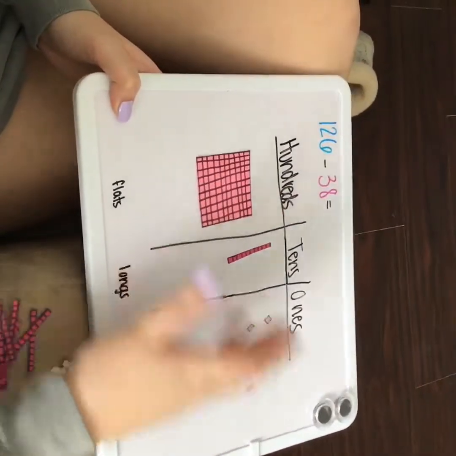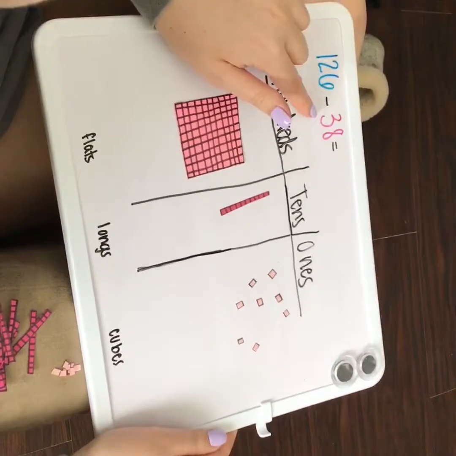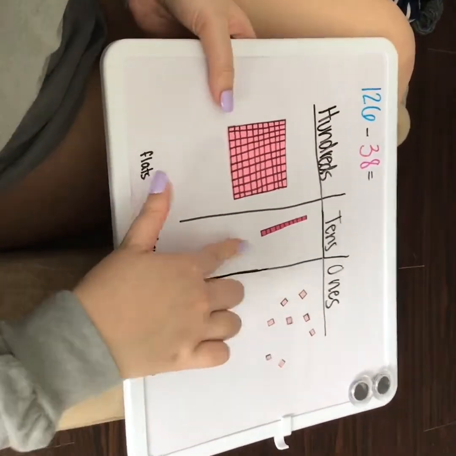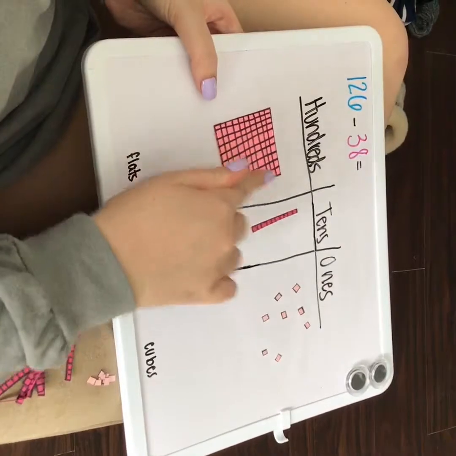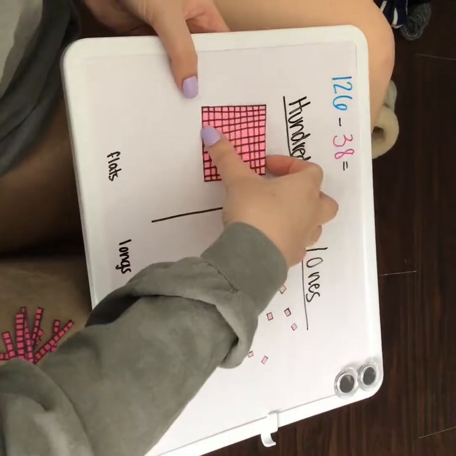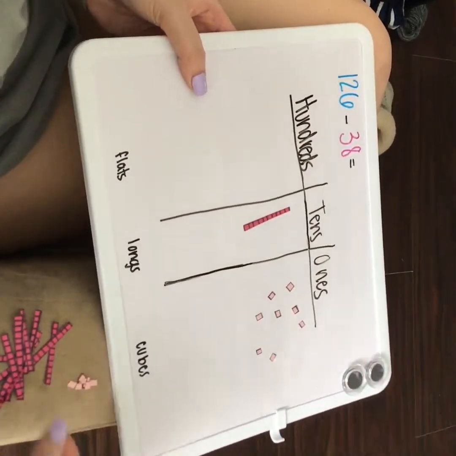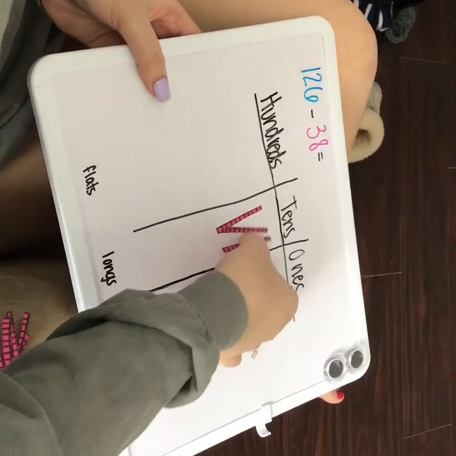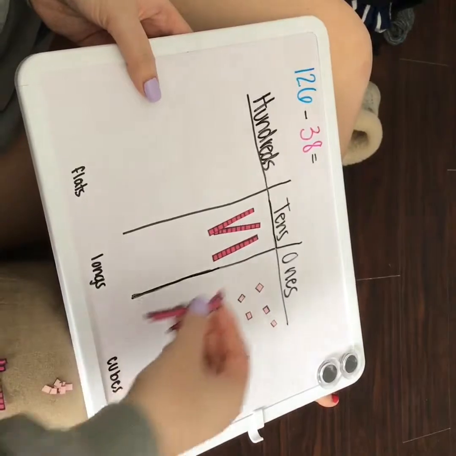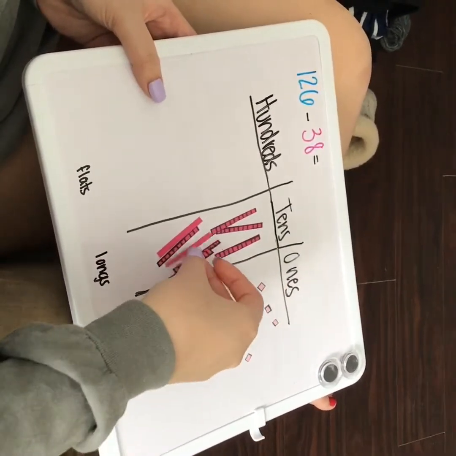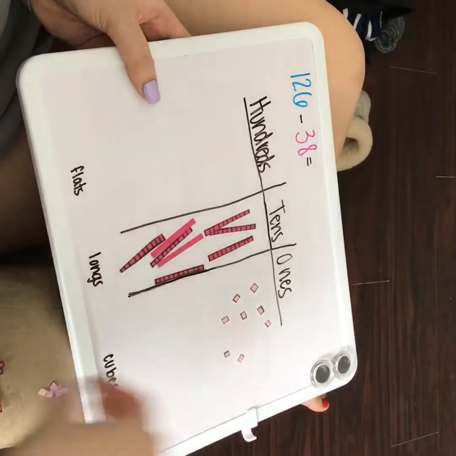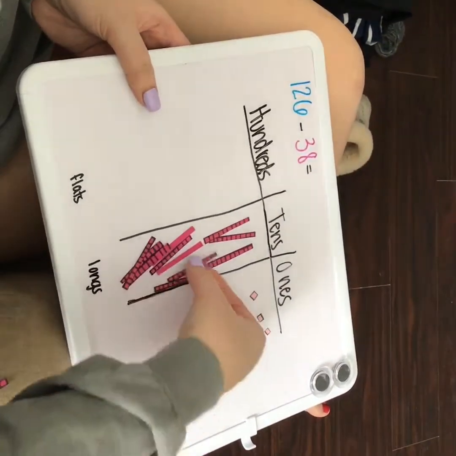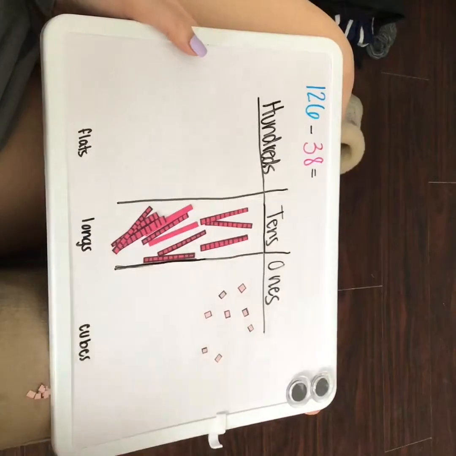Next, we're going to move on to the tens. And we have to subtract 3 tens from 2. So since we don't have 3 tens, we're going to have to regroup, taking this flat of hundreds, taking that away, and adding 10 longs. So 1, 2, 3, 4, 5, 6, 7, 8, 9, 10. So now we have 10 longs.